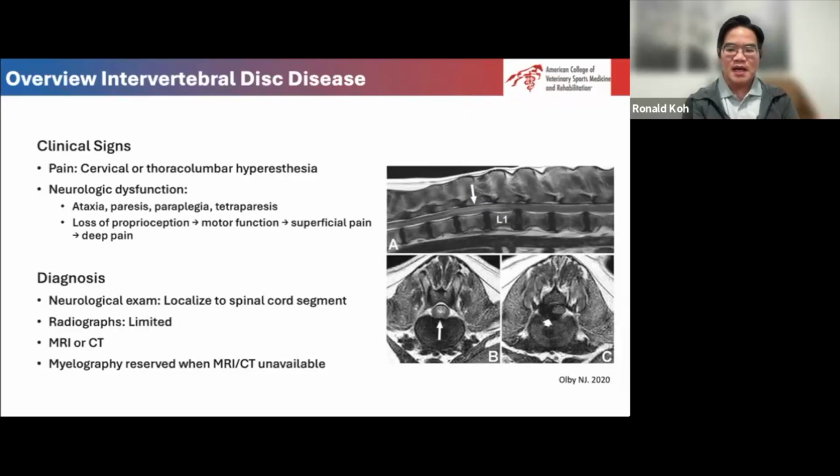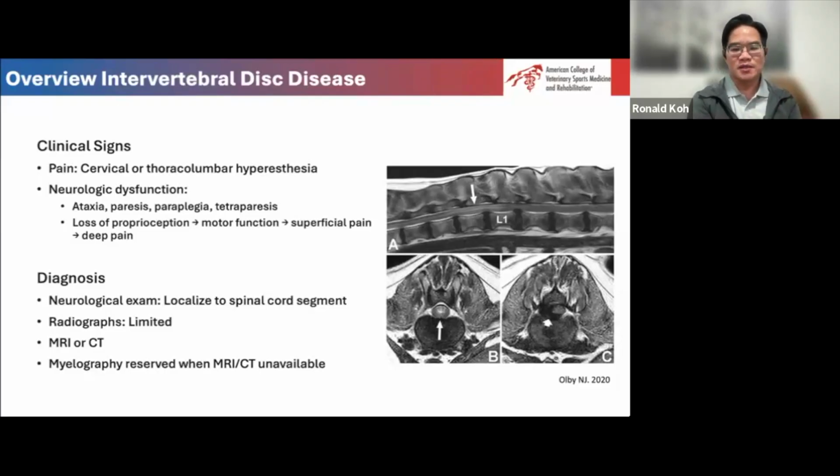A key concept is that every time dogs have some kind of spinal cord injury, especially IVD or IVDP, there's going to be an ascending loss of functions. First, they're going to lose proprioception, then motor function, then superficial pain, and finally deep pain. So again, this guides us on how severe the neurostatus is and how we're going to talk to the owner about prognosis or the treatment plan as well.